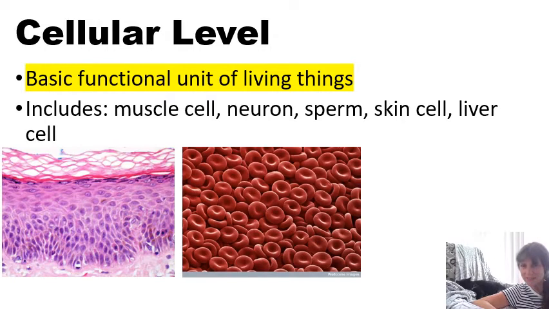When we put organelles together, we make cells. Cells are the basic functional unit of living things. In the human body, we've got a multitude of different types of cells: liver cells, skin cells, bone cells, muscle cells, red blood cells. And you'll be learning about these as you learn about each system.